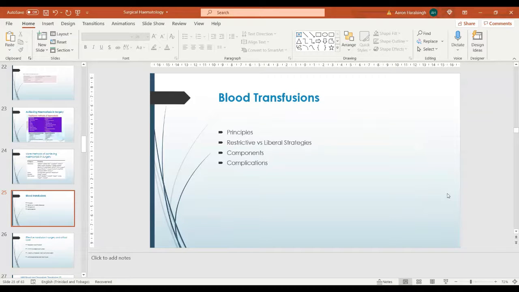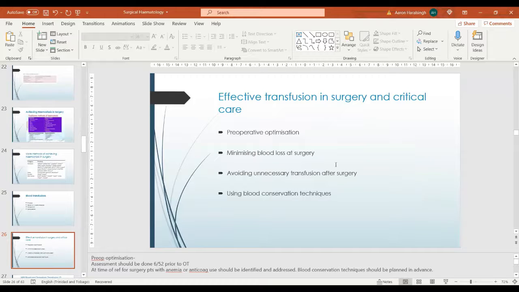So now we come to blood transfusion. We're going to look at some of the principles of blood transfusions. We're going to weigh the restrictive versus liberal strategies of blood transfusion, look at the components involved as well as the complications of transfusions. So when we talk about blood transfusions, what we try to do is optimize patients preoperatively, minimize the blood loss during surgery, and try to avoid any unnecessary transfusions after surgery and use blood conservation techniques as best as possible. And the use of these blood conservation techniques is something that should be planned preoperatively as well.